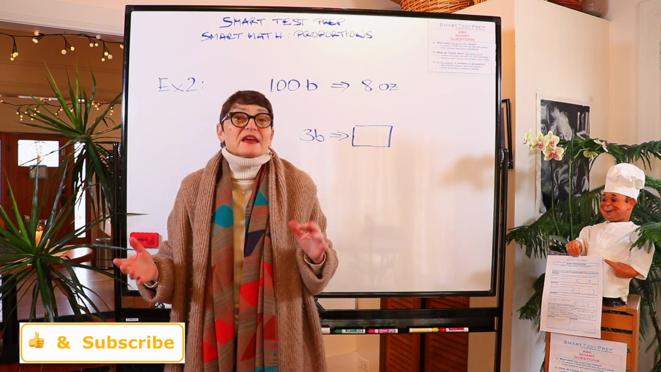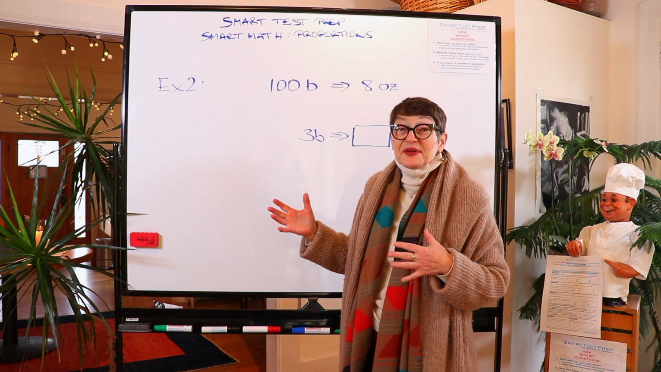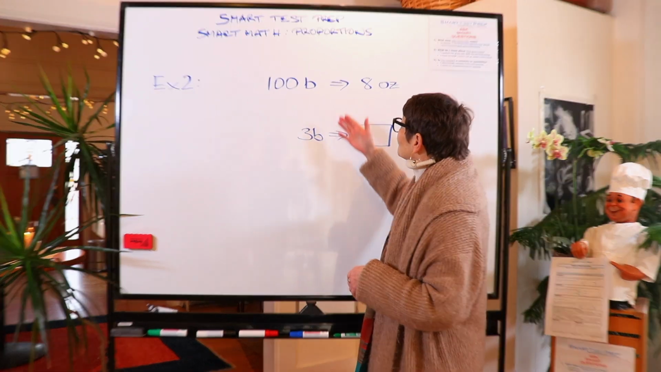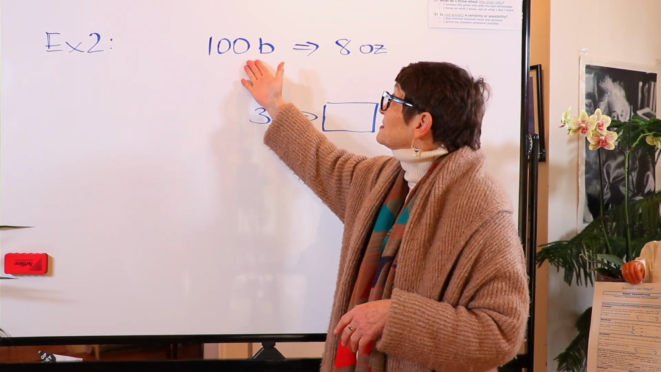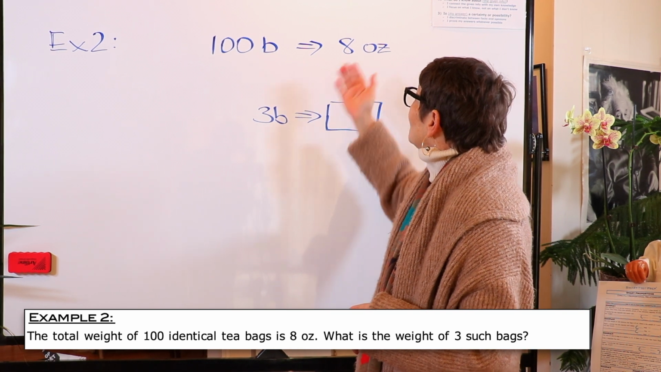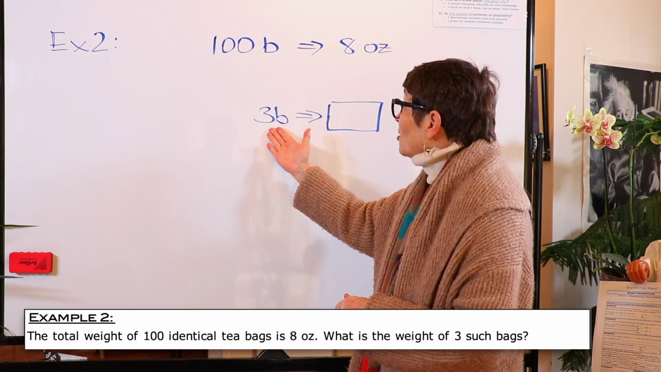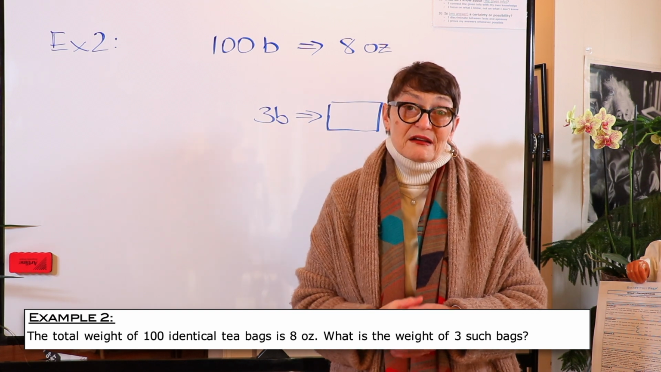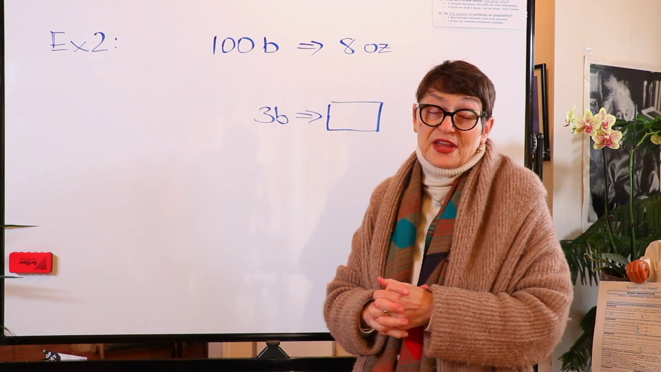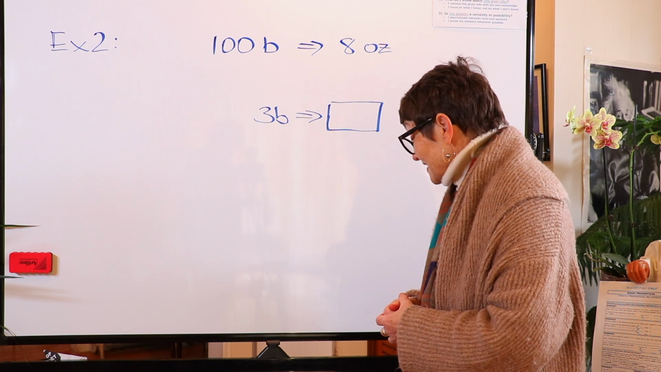In example 2, we're making it a little bit more tricky. The numbers are less intuitive, maybe, in the beginning to work with. So let's see how we're going to deal with that. Here we're starting with 100 tea bags, and the 100 tea bags weigh together a total of 8 ounces. We want to know just how much 3 of these bags weigh. Now you cannot divide 100 by 3 evenly, so we're going to use a little trick here.